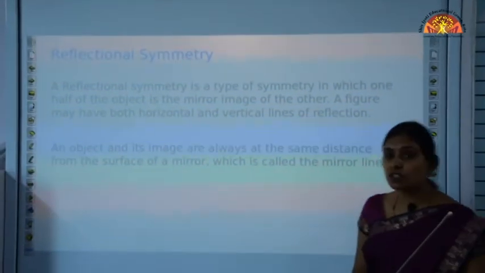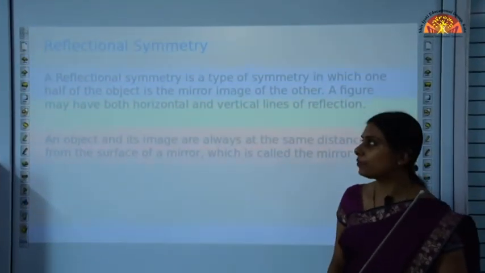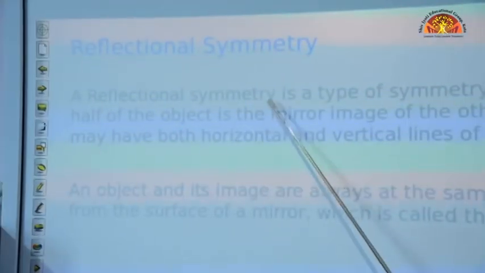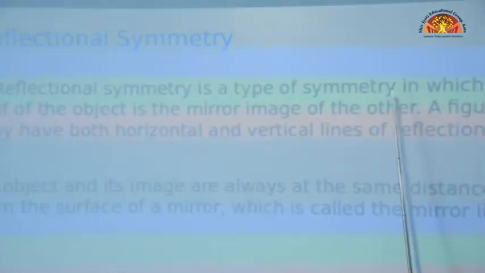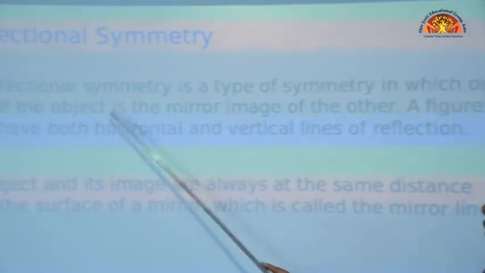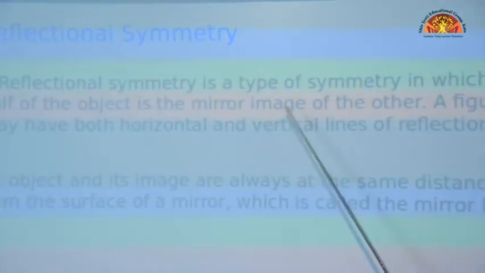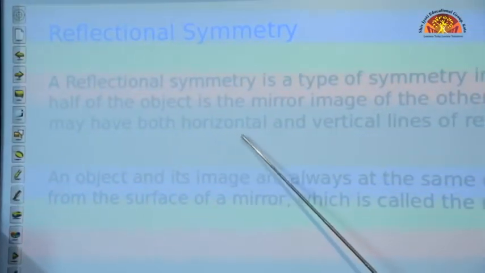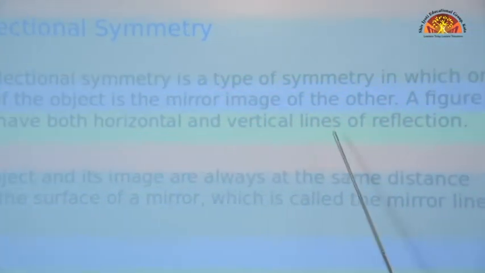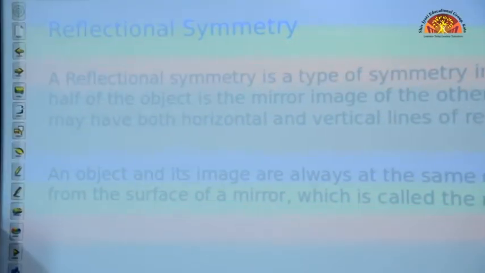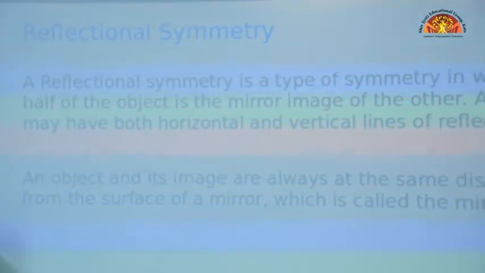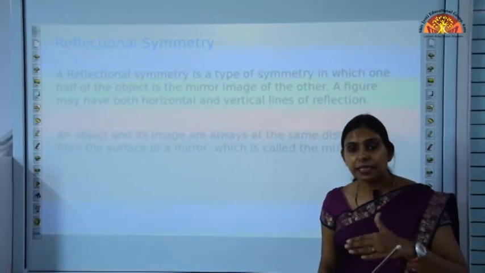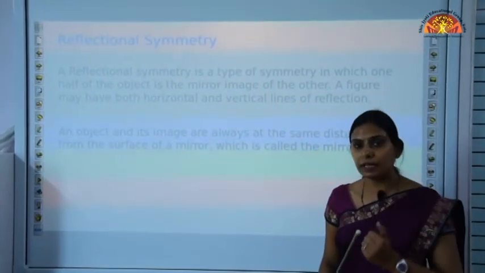Now, our next topic, children, is reflectional symmetry. What is reflectional symmetry? A reflectional symmetry is a type of symmetry in which one half of the object is the mirror image of the other. A figure may have both horizontal and vertical lines of reflection. That is, one half of the object is exactly the mirror image of the other half.